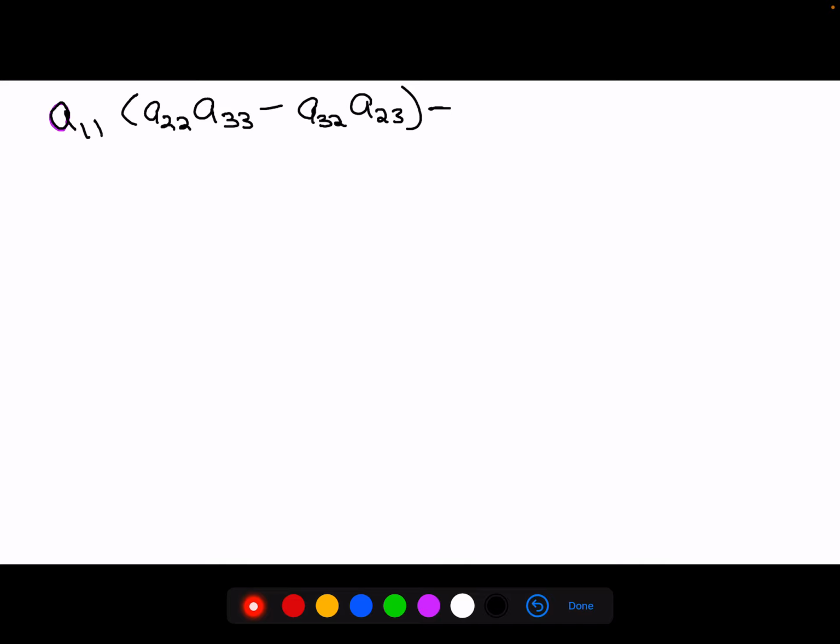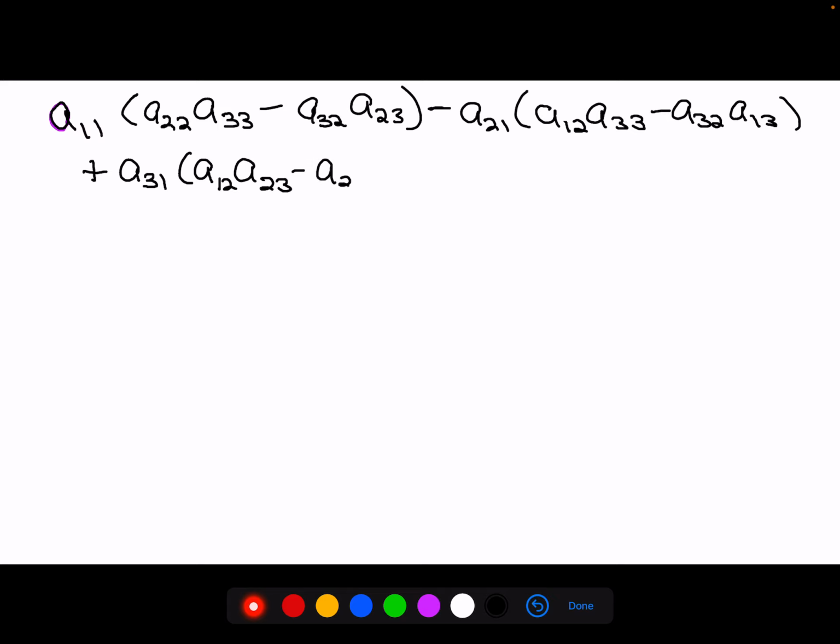Okay, let's say you factor A11 out of, let me go back to writing in black, sorry. Let's say you factor A11 out of its terms. You end up with A22, A33 minus A32, A23. And then you have a minus A21 you can factor out. So then you have A12, A33 minus A32, A13. And then you have a plus A31 you can factor out. And then you're left with A12, A23 minus A22, A13.